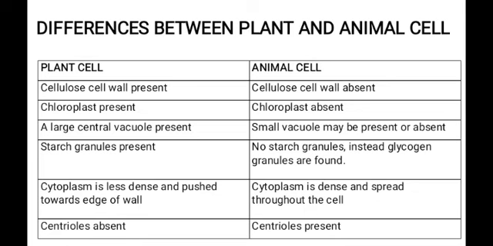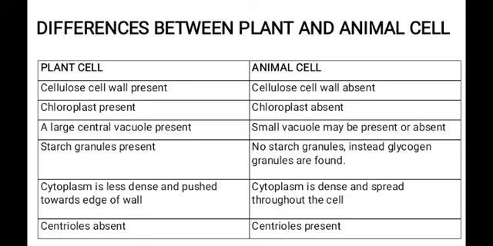Now let's move to differences between plant and animal cell. The plant cell contains cellulose cell wall, while the animal cell does not have cellulose cell wall. The plant cell contains chloroplasts, while chloroplast is absent in animal cell. A large central vacuole is present in plant cell, while animal cell only have small vacuole which may be present or absent. The plant cell also contains starch granules, while there are no starch granules in animal cell. Instead, what we have is glycogen granules.